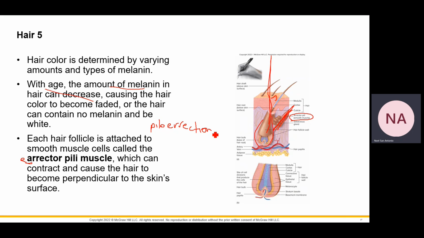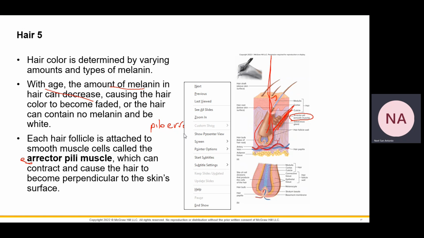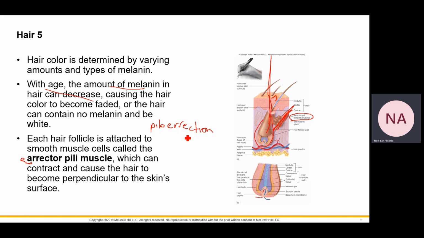Ay, teka, single R pala. Wait lang. Purahin natin. That's single R. Correct nyo na lang. Single R. Piloerection. Okay? It's piloerection that causes goosebumps or goose flesh.